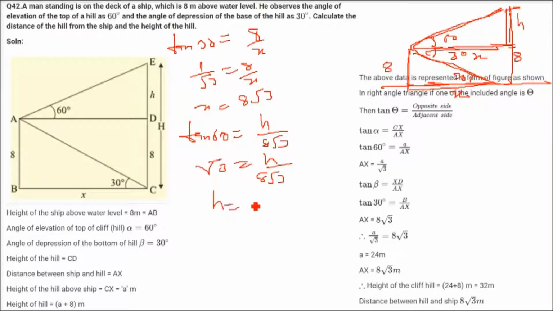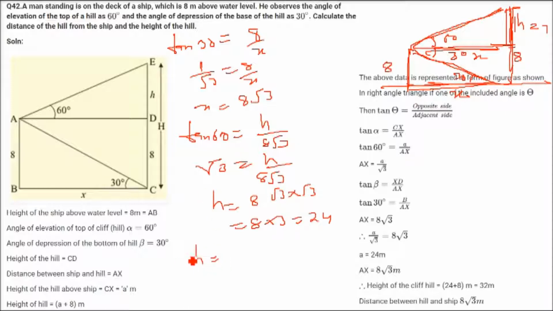So in order to find h, we have 8 root 3 into root 3. Root 3 into root 3 is 3. So 8 into 3 is 24. So h is 24, right? And x we got as 8 root 3. So we have to add them. H is 24 and one is 8. So we have to add these two.